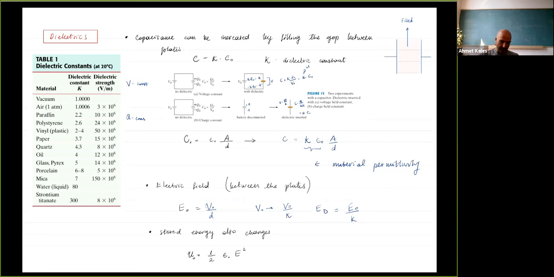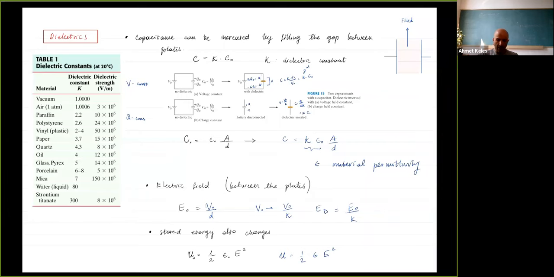And for the electric energy, we have this form. For electric energy, we only change this constant, and that's the new energy. With the dielectric, it's 1/2 some epsilon, which is K times epsilon naught, times E squared.